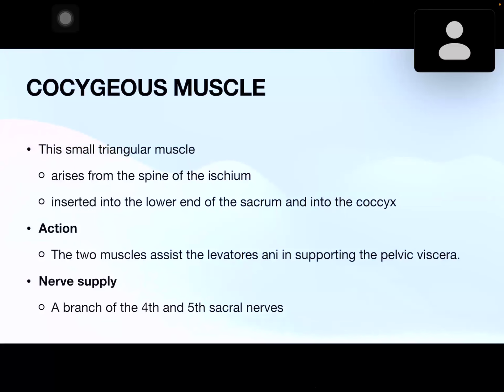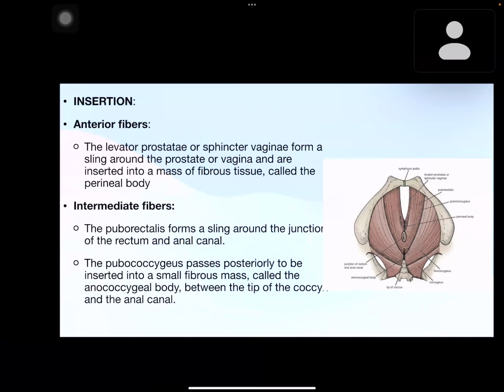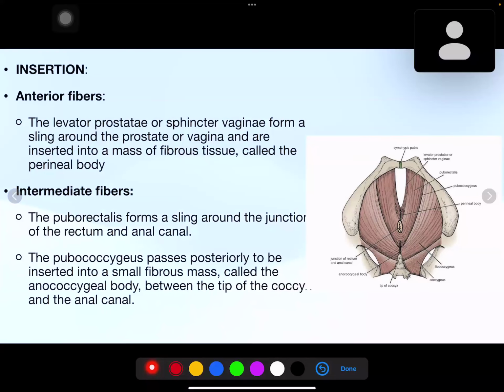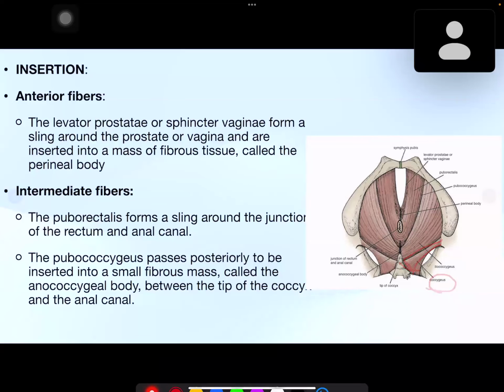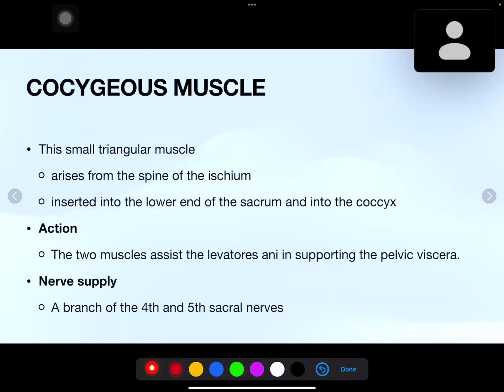Okay, so this is the coccygeus muscle. It is a very small muscle. If you see on this diagram, this is actually the coccygeus muscle. Here it arises and it goes to here. It is a very small muscle, but again it is forming the pelvic floor with the levator ani. So it has significance.